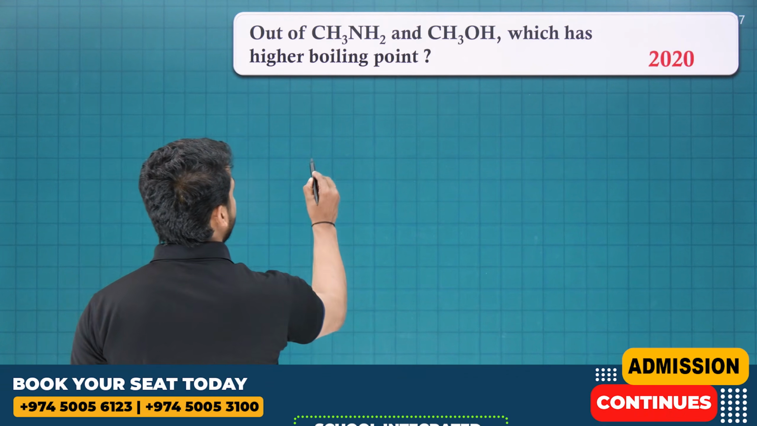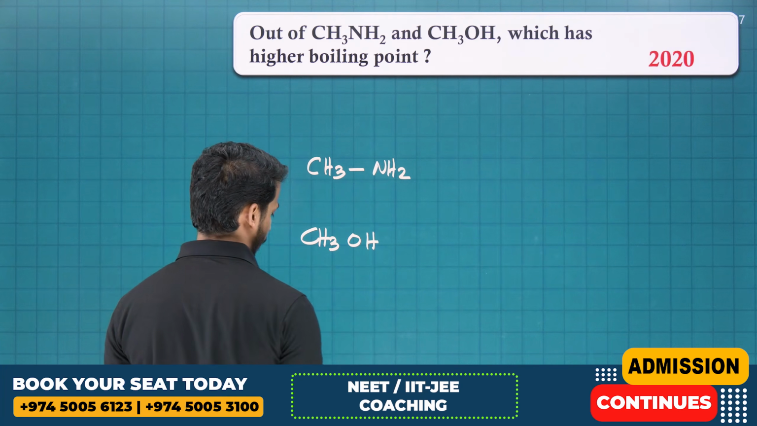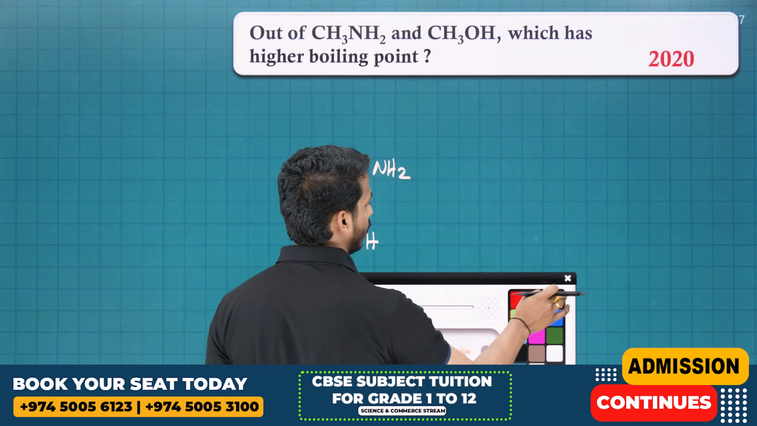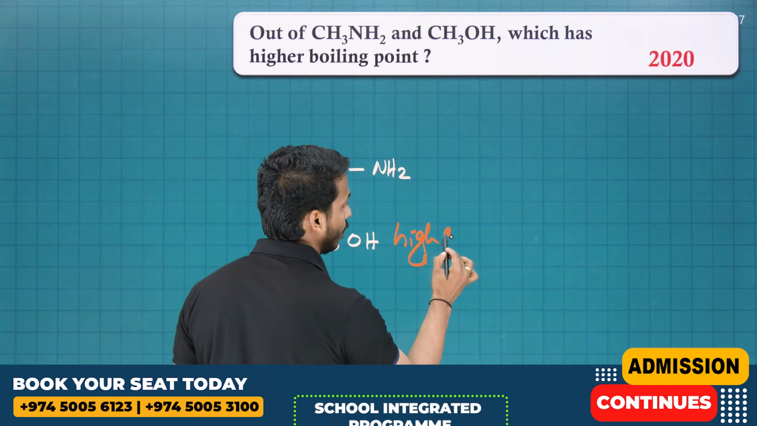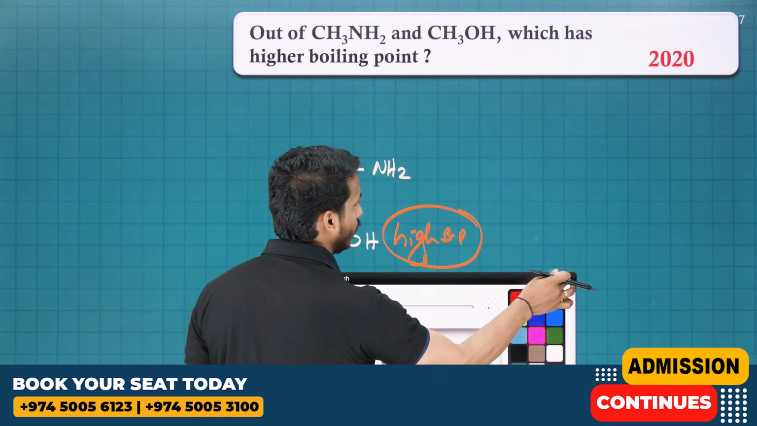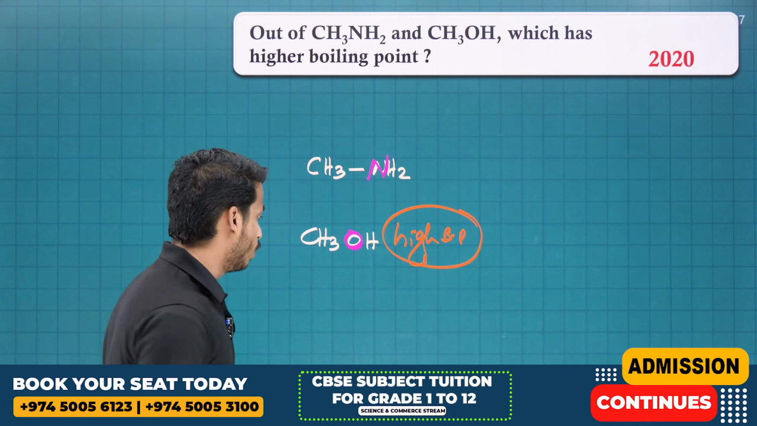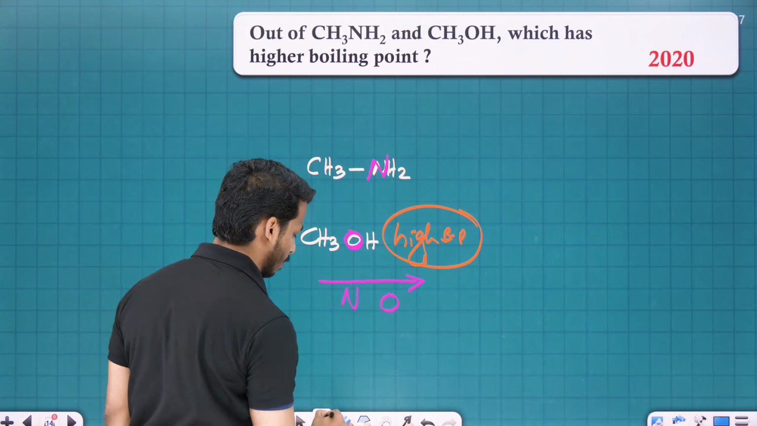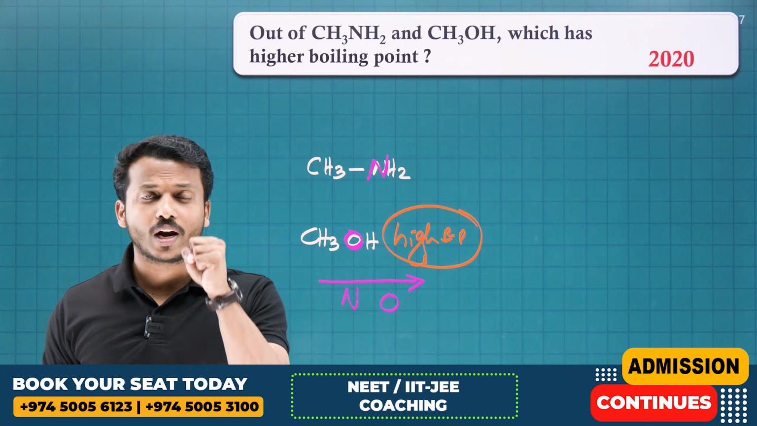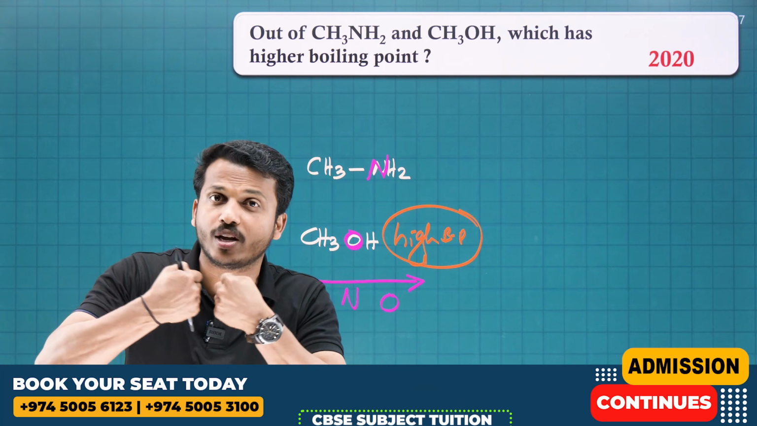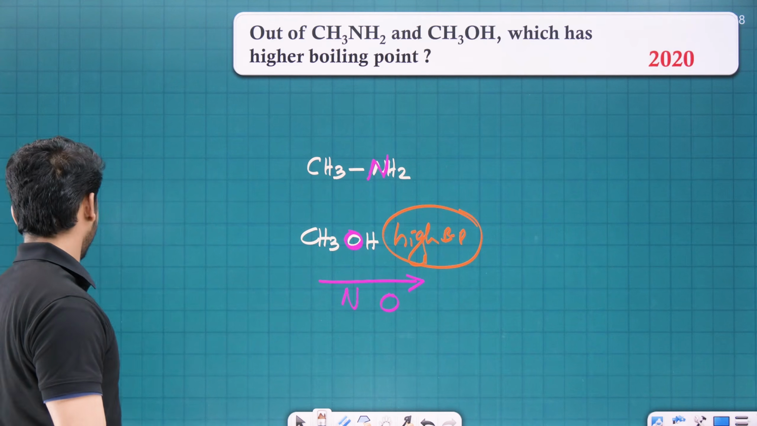Already we discussed. CH3NH2 means it's an amine, whereas CH3OH is an alcohol. Almost similar molecular mass, but still, why we study this is alcohols have high boiling point, my dear. What is the basic difference between these two? One contains nitrogen, the other contains oxygen. After nitrogen only oxygen comes in the periodic table, so oxygen is more electronegative than nitrogen. That is the reason. Since oxygen is more electronegative than nitrogen, oxygen can form very strong hydrogen bonding. So, alcohols have high boiling point, then amine. Fix it.